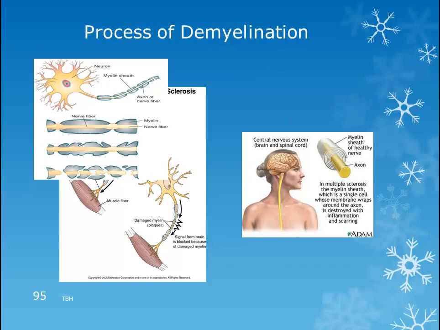So what is the hallmark of multiple sclerosis? The process of demyelinization. Demyelinization of the myelin sheath. In multiple sclerosis, the myelin sheath, which is a single cell whose membrane wraps around the axon, is destroyed with inflammation and scarring, and this is the root of all of the sequelae in MS.